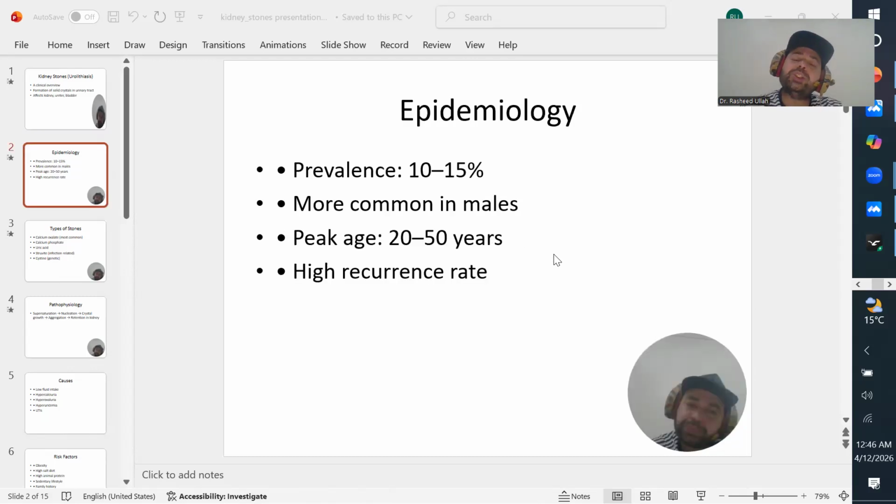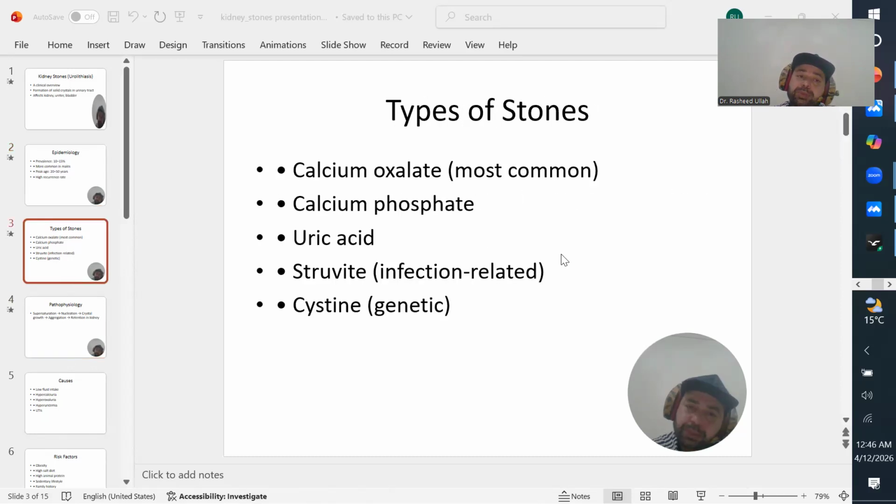So epidemiology is 10 to 15%, more common in males. Peak age is 20 to 50 years. It has high recurrence rate. And what are the types of stones? There are different types of stones. For example, calcium oxalate stone, which is the most common, calcium phosphate stone, uric acid, then we have struvite, which is infection related, and cystine is actually genetic related.